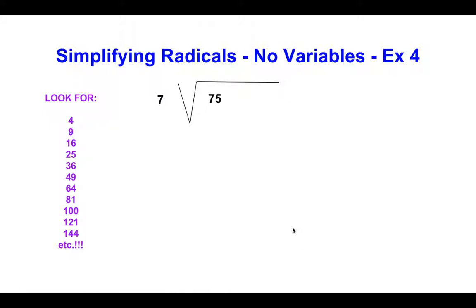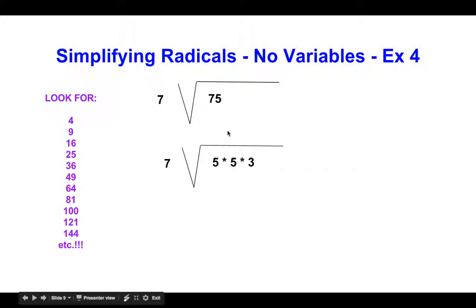Let's do one more example in this video. Here I'm going to start with a number already outside the radical, a 7, and I've got a 75 underneath the radical sign. So I'm looking for one of my square numbers, and what do I see? Oh, well, 4 doesn't go into 75, neither does 9 nor 16, but 25 goes into 75, and it goes in 3 times. So I think to myself, oh, well, 75 is just 5 times 5 times 3. So I turn it into that.